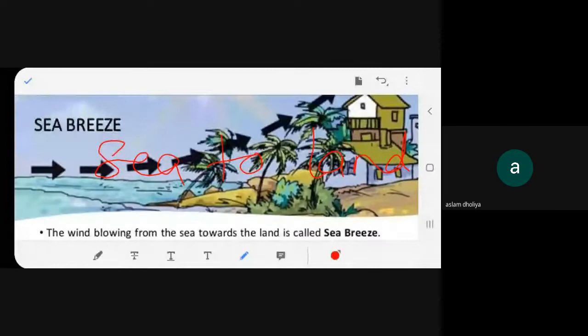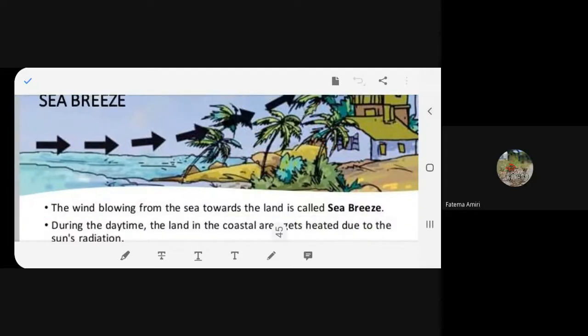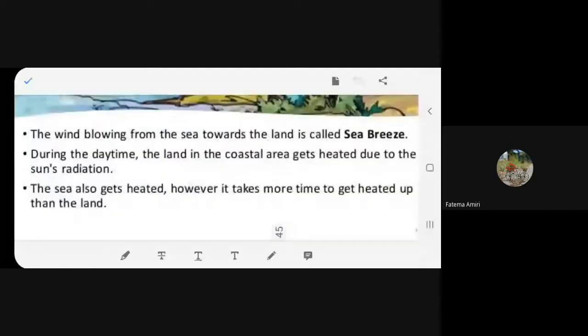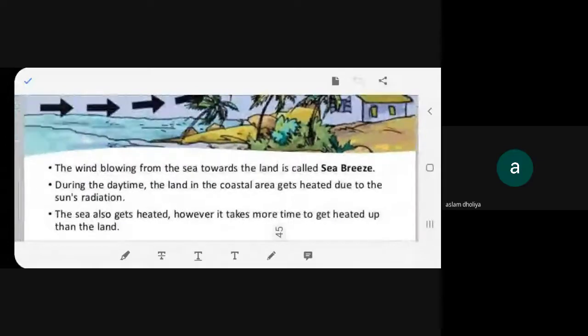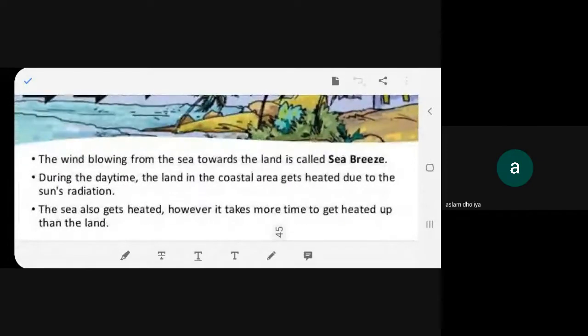Ma'am, can I continue? Yes, beta, you continue. Okay, ma'am. The wind blowing from the sea towards the land is called sea breeze. What we learned during the daytime? Sea to land. Right, beta? So the first word is sea. This is how you have to learn. Sea to land, sea breeze. Land to sea, land breeze. Is it understandable? Yes. This is how you have to learn.